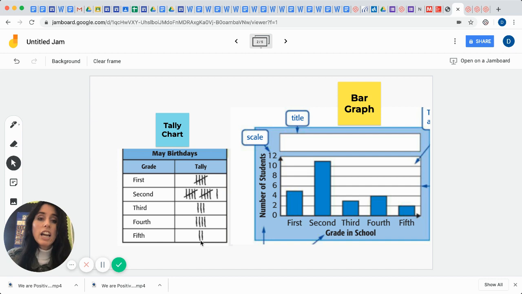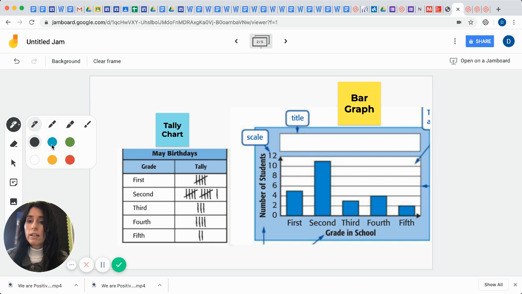Just kidding. Okay, next, what we're going to do is make sure we title this and this. So let's see if I can go ahead and write. This is my first time doing this, so don't laugh, okay? Please. I'm going to do green, and I'm going to write May.